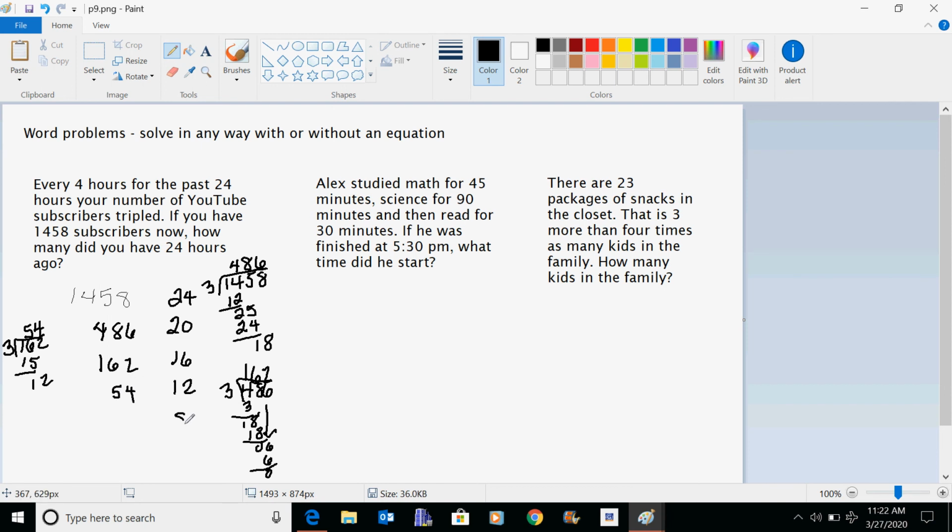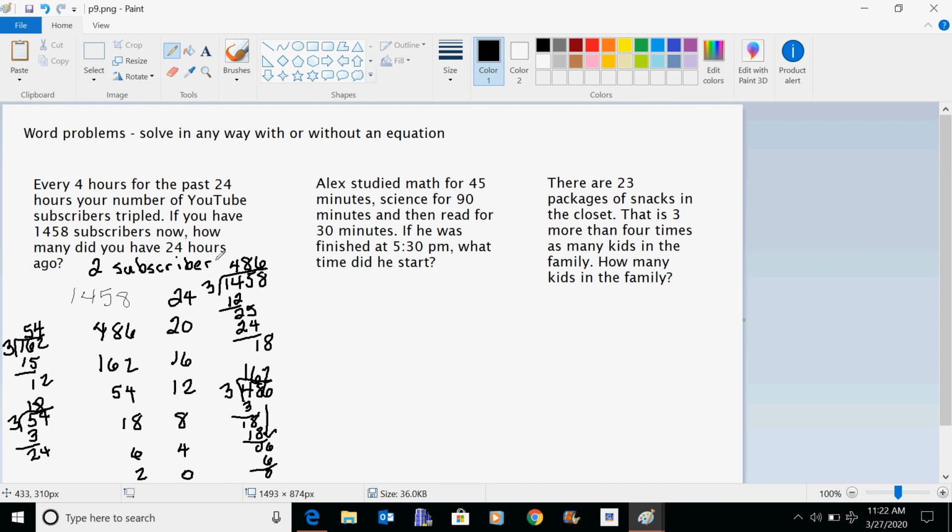4 hours before that, at 8 hours, we'd have 54 divided by 3. It's getting easier and easier. And that would give you 18 subscribers at hour 8. 4 hours before that, at hour 4, 18 divided by 3 gives you 6. And then at hour 0, when you first started 24 hours ago, 6 divided by 3 is 2. So you started with 2 subscribers.